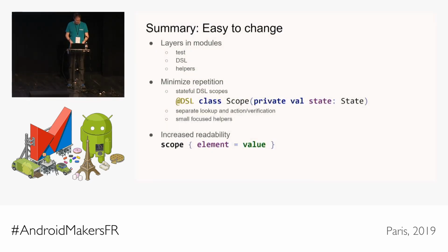So in summary, we can create modules for the specific layers. We have the UI test, the DSL, and the helpers. We are minimizing repetition by using stateful DSL scopes. We separate the UI and the verification, and the helper methods are really small and focused. And we have increased readability over functions with the property setters.